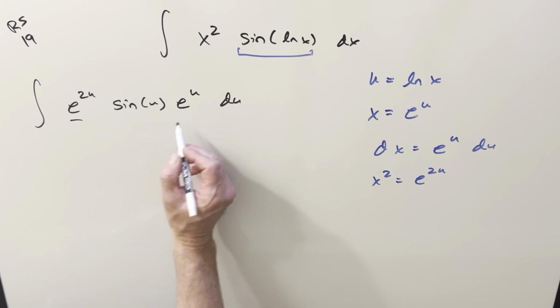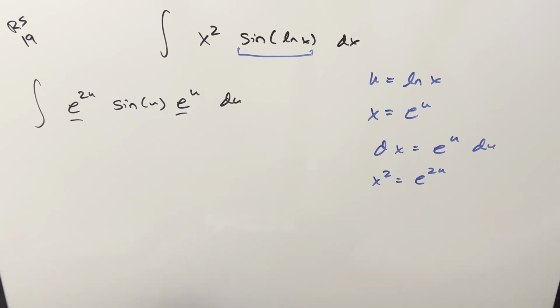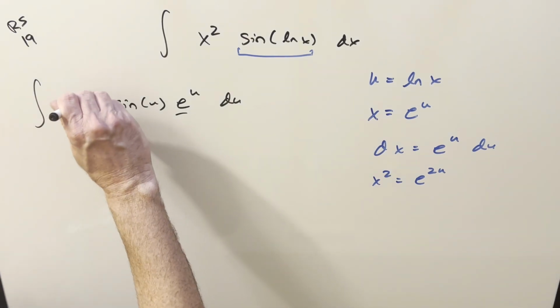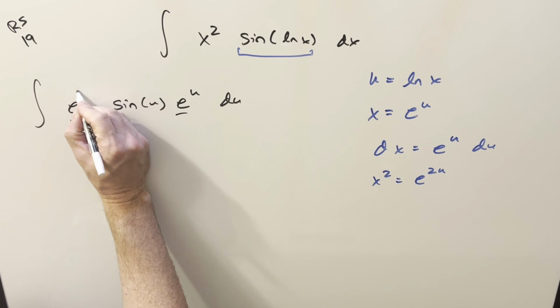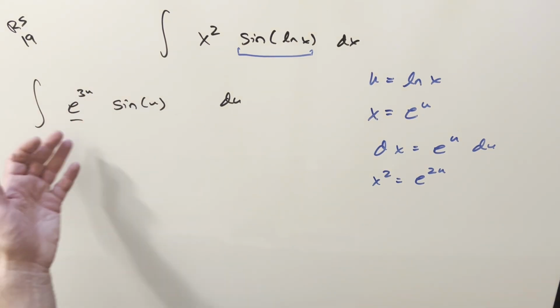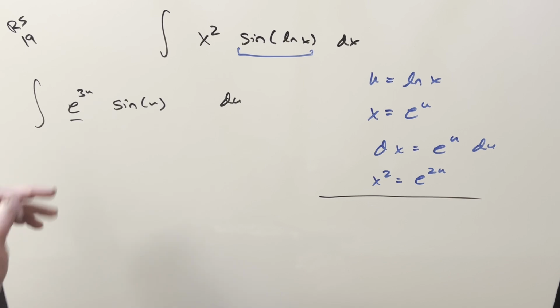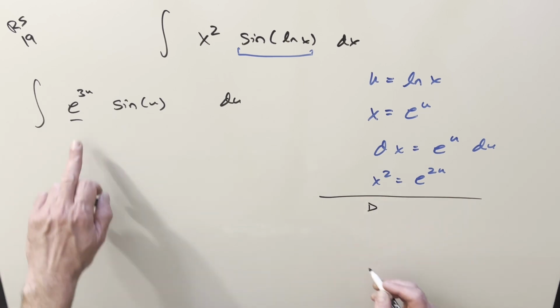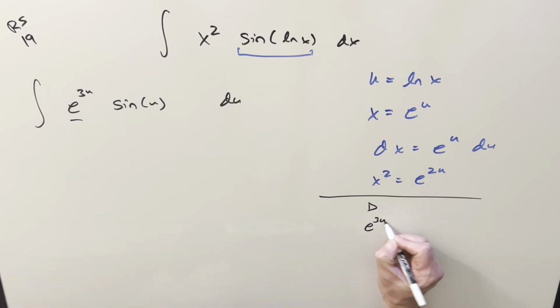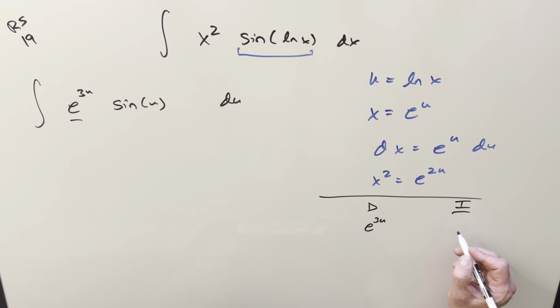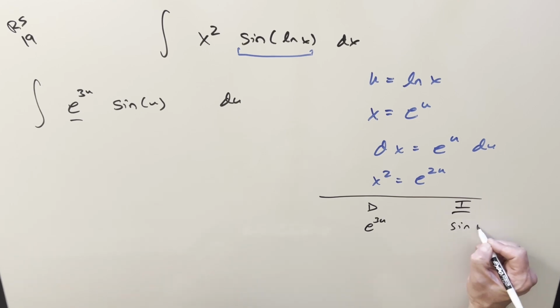Now we've got the same base here and here, so let's just multiply those together. Adding the exponents, this is going to become e to the 3u. And now for this, let's just do integration by parts. We'll use the DI method on it. For this, you could choose it either way. I think I'll differentiate e to the 3u and integrate sine u. Both of these things are going to repeat, so it doesn't really matter.